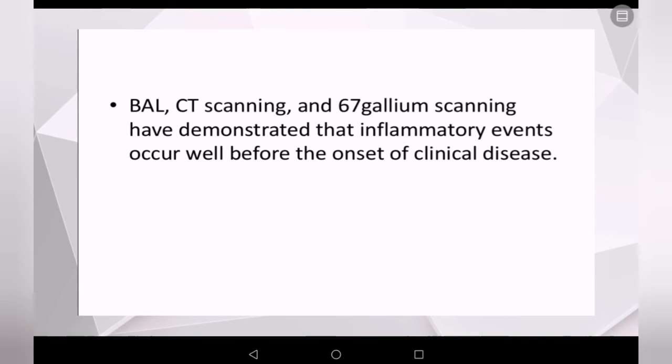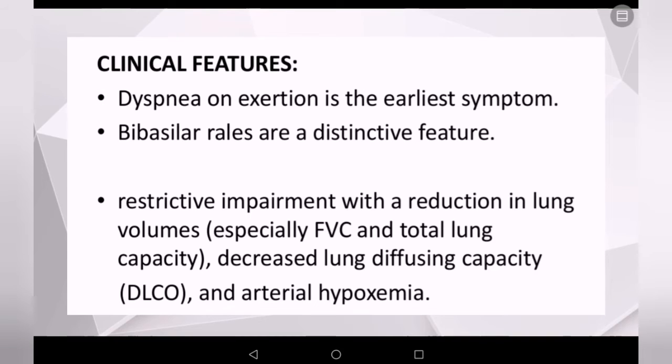Bronchoalveolar lavage, CT scanning, and 67 gallium scanning have demonstrated that the inflammatory events occur well before the onset of the clinical disease. So the person does not show any clinical symptom, but the inflammatory events are already going on according to the exposure a person has with asbestos.